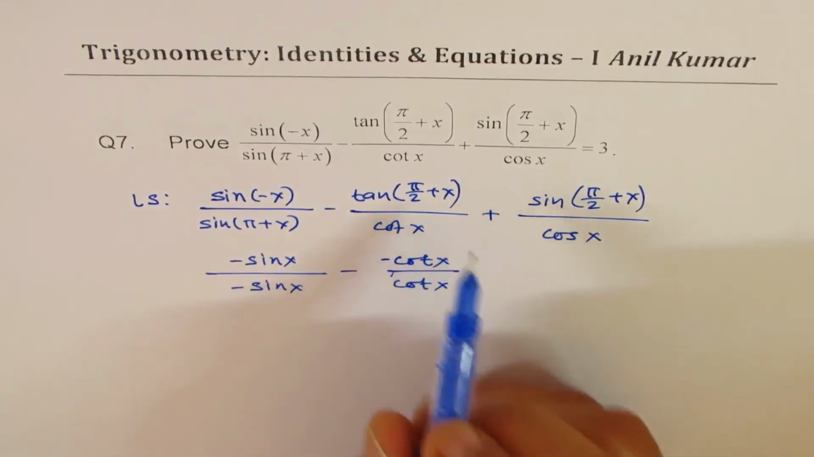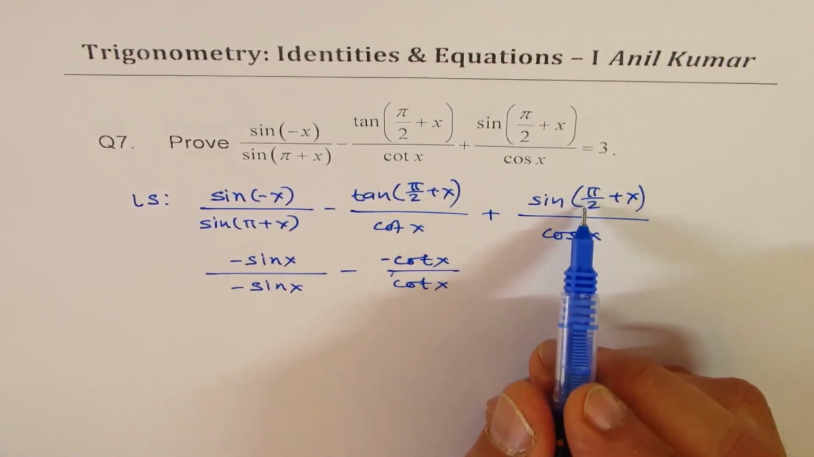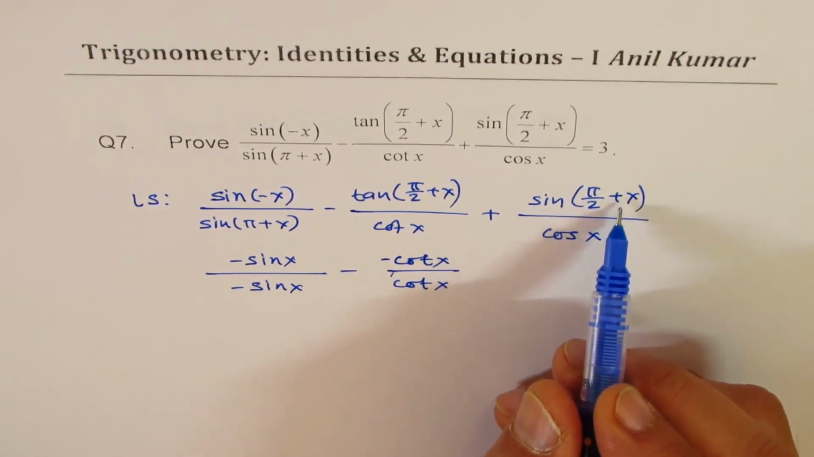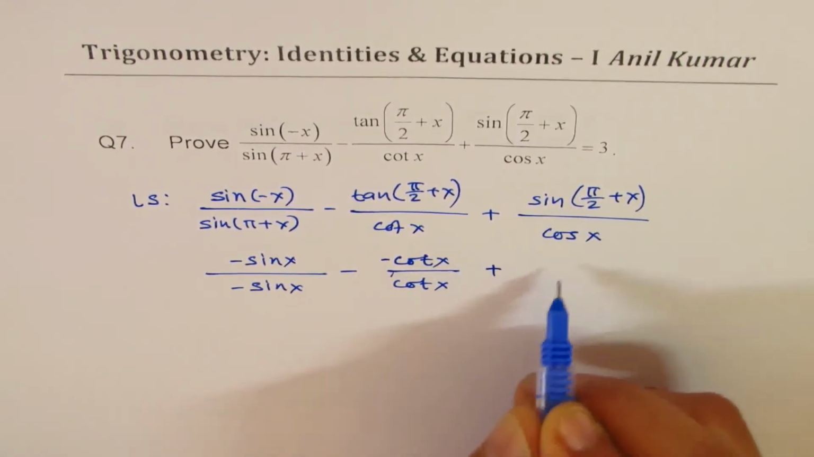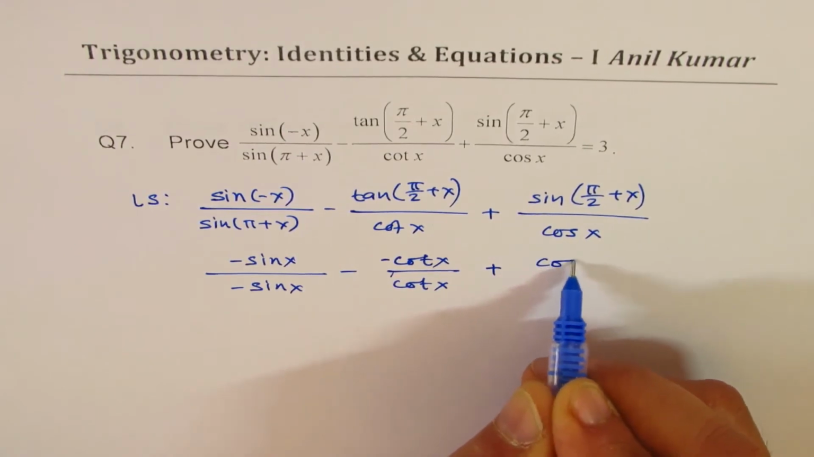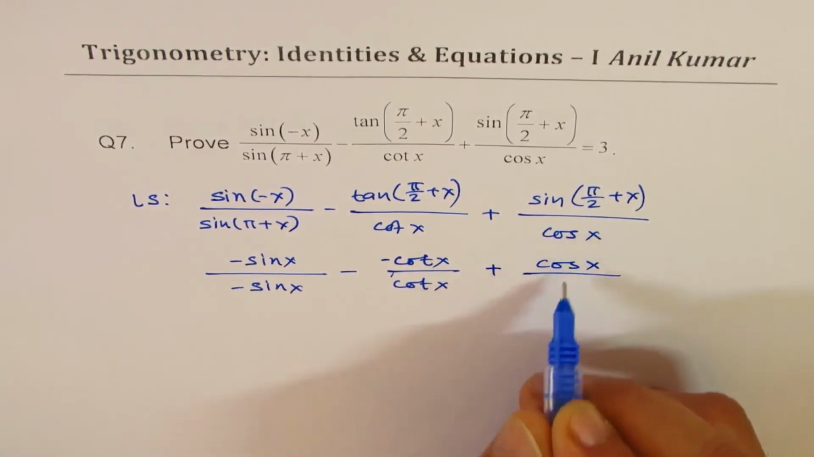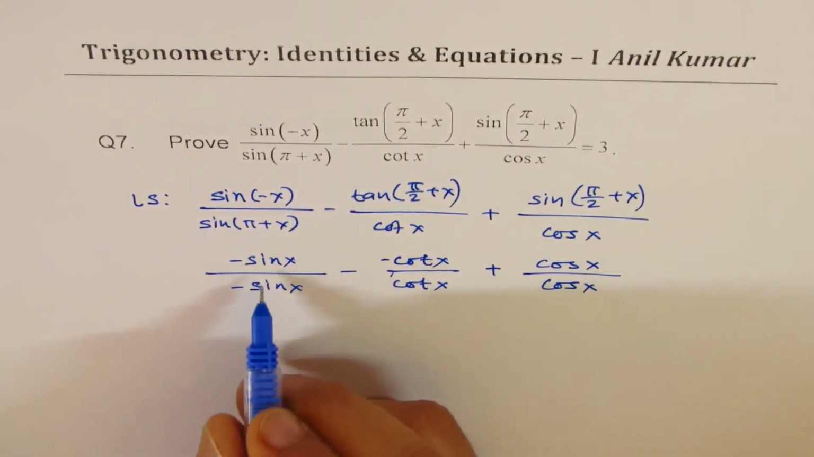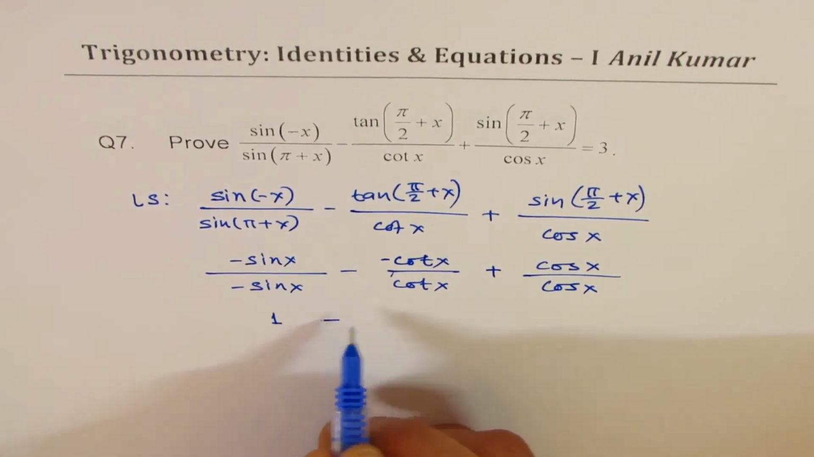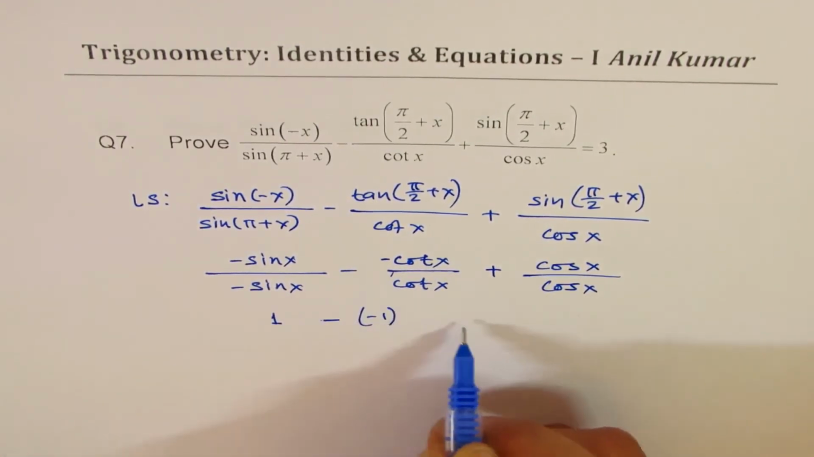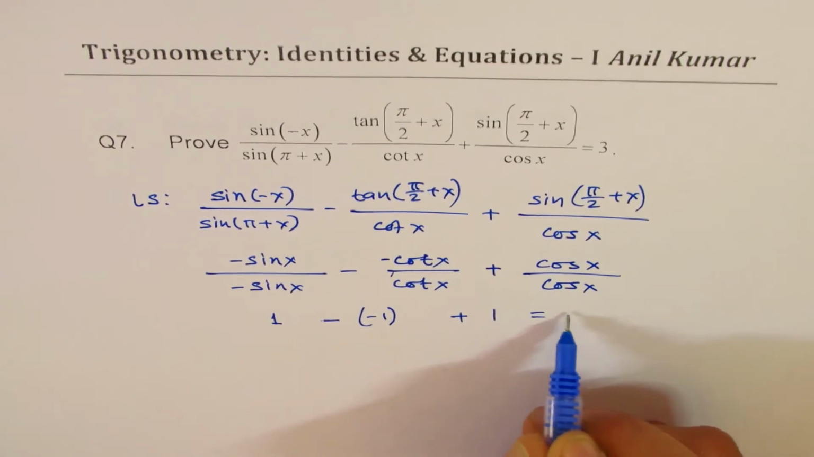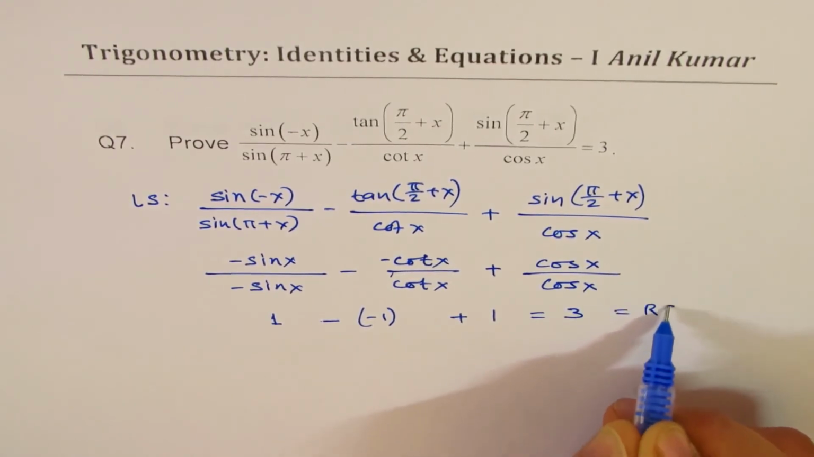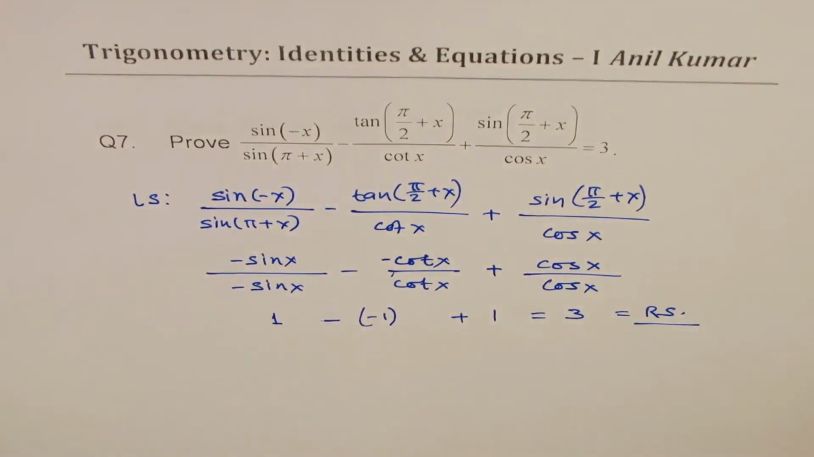Do you see that? Now the third one, π/2 plus x, the sign is positive in quadrant 2, so that remains positive. So we get this as cos x, and we have cos x. So what we get here is 1 minus minus 1 plus 1, and that is indeed 3, which is the right side. Okay, so that is how we can do it using cofunction identity.